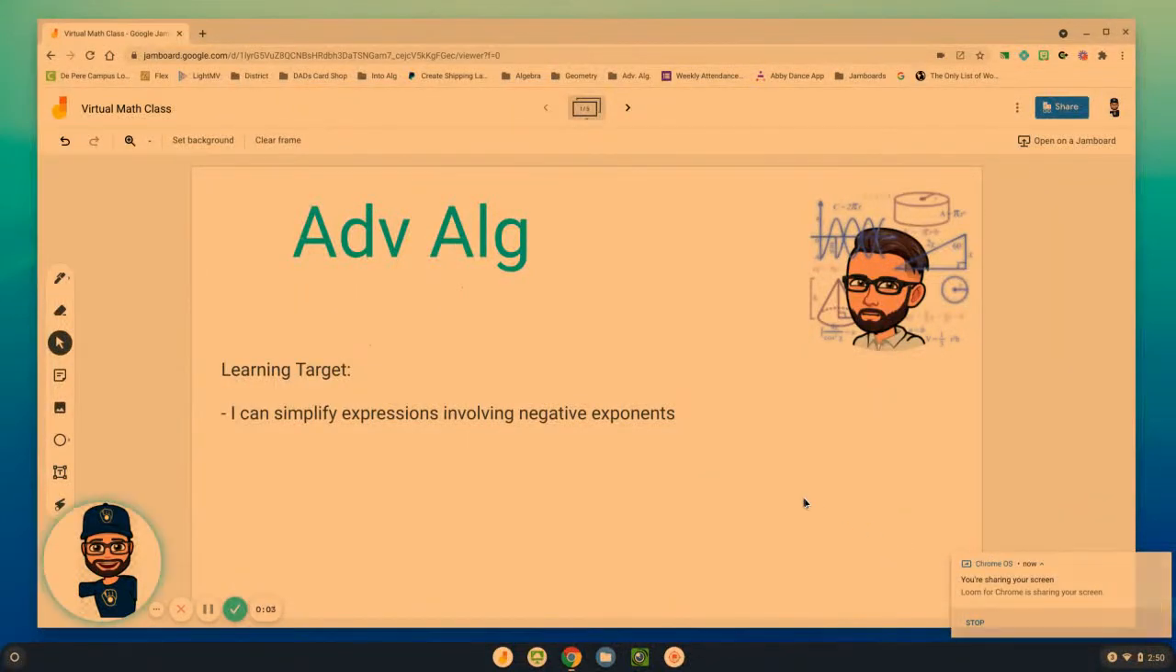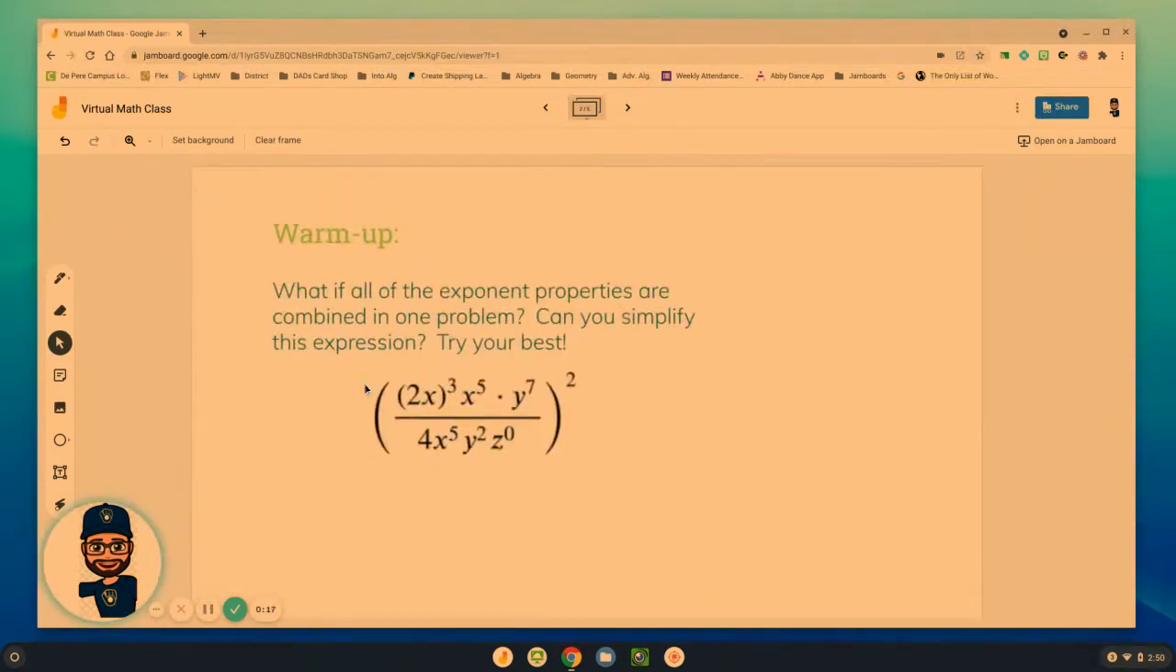Hello, advanced algebra students, and welcome back to another video lesson as we continue to look at properties of exponents. Today we will be focusing on those negative exponents and what that property illustrates. But before we get there, I want to tie up yesterday's video by trying a warm-up.